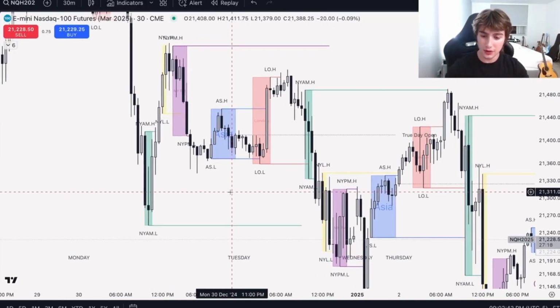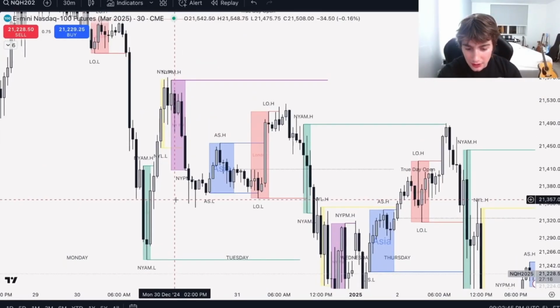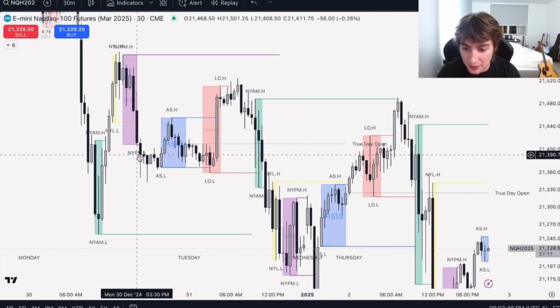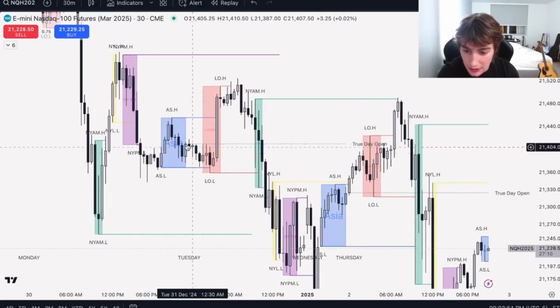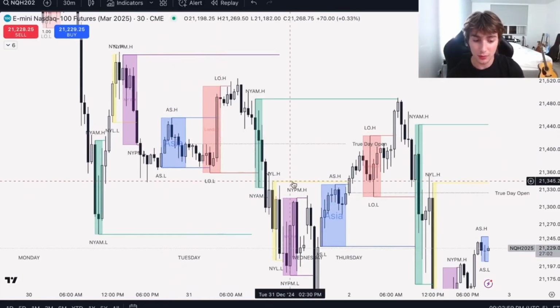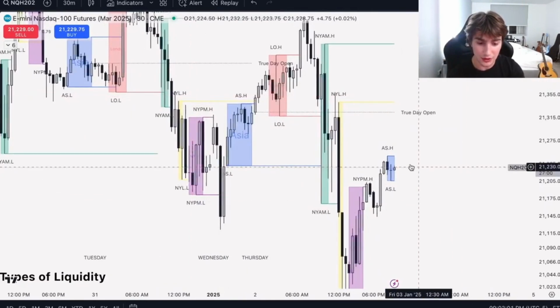But let's go over price real quick. Let's start noticing common occurrences in price. We have New York in purple, Asian session in blue, London session in whatever that color is. And this is today, by the way. I just have the 30-minute time frame pulled up from today. Literally, price is moving as we speak.